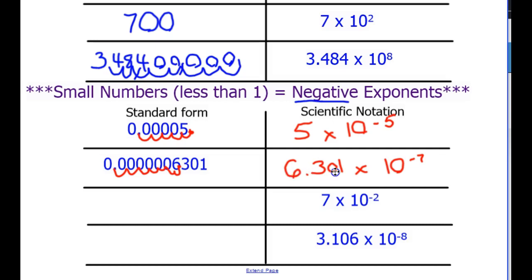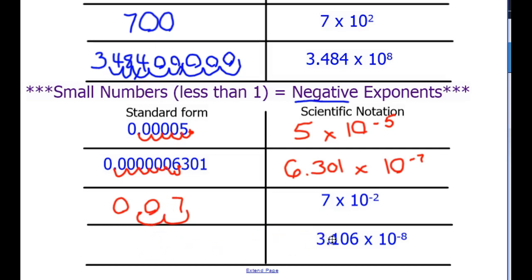6.301 times 10 to the negative 7th power. Our next one, we have 7 times 10 to the negative 2. So this time we're going to write our 7, but it's negative, so we need to go backwards. 1, 2. So we have a 0 there and a decimal point there. So what we have is 0.07, or 7 hundredths.